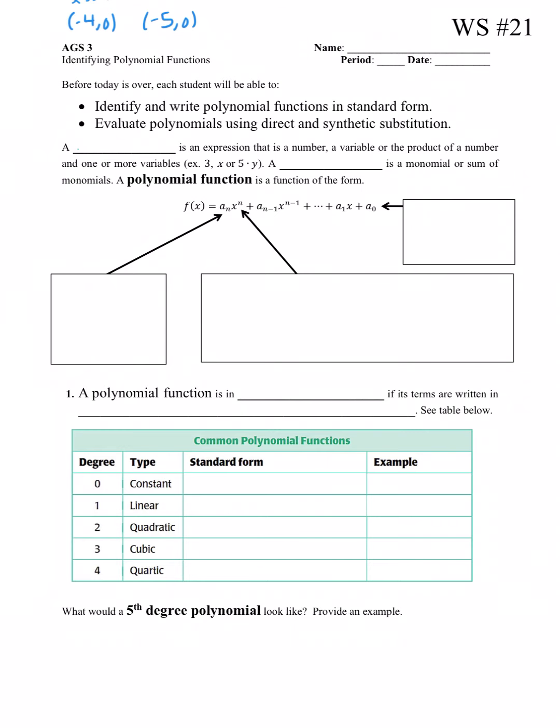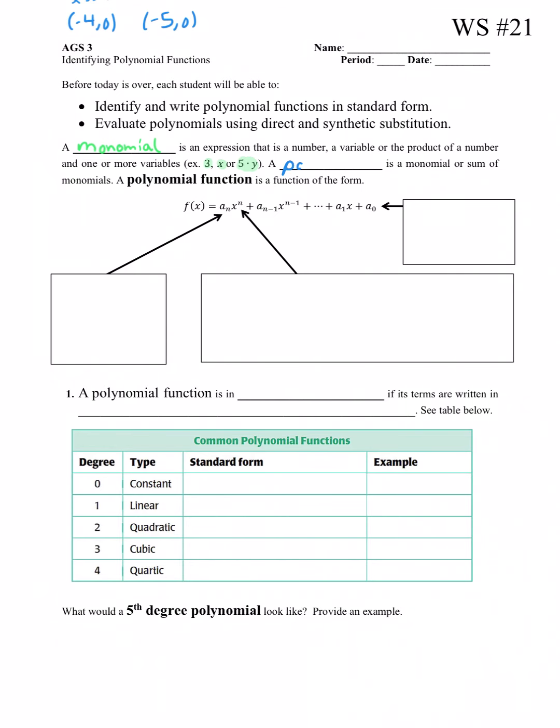So first we'll start with the definition of a monomial. A monomial is an expression that is a number, or it's a variable, or it's the product of a number and a variable. So some examples of monomials are just the number 3, that would be a monomial. Or you could have x by itself, that's a monomial because it's a variable. Or 5 times y, that would be a monomial. So just one term all by itself. That's what a monomial is.